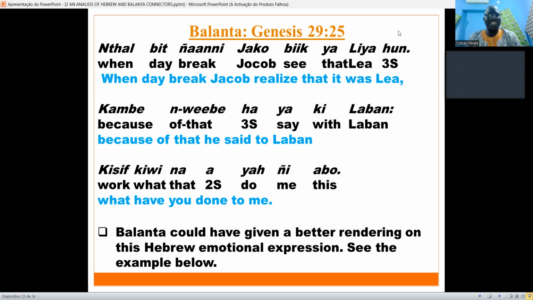In Balanta, this is read, Ntalbet nyane, Jacob yeka yaleyahon, kambongwewi, hayaga Laban. Kusif kuina hayate nyabo. When daybreak, Jacob realized that it was Leah. Because of that, he said to Laban, what have you done to me? Balanta could have given a better rendering of these Hebrew emotional expressions. See the example below.